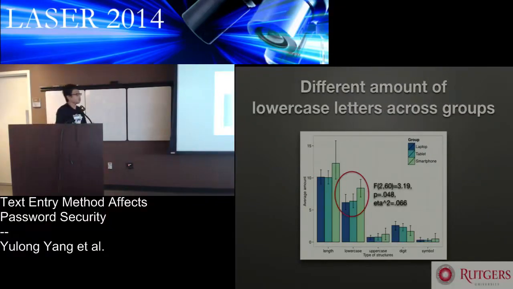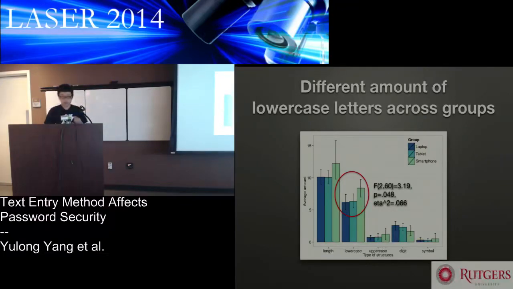Next, we performed a one-way ANOVA on the number of lowercase letters across the groups. The results show there existed a statistically significant difference in the number of lowercase letters per password across groups. And you can see from the graph, the smartphone group actually created passwords with more lowercase letters.